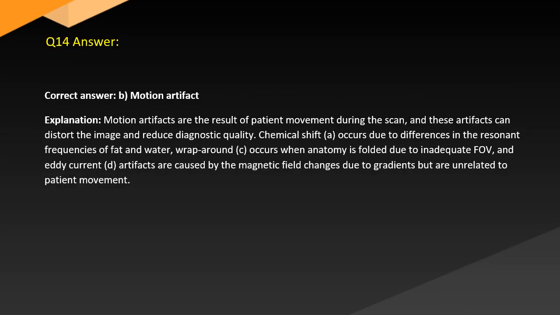Answer. Correct answer: B. Motion artifact. Explanation: Motion artifacts are the result of patient movement during the scan, and these artifacts can distort the image and reduce diagnostic quality. Chemical shift, A, occurs due to differences in the resonant frequencies of fat and water. Wraparound, C, occurs when anatomy is folded due to inadequate FOV, and eddy current, D, artifacts are caused by the magnetic field changes due to gradients and are unrelated to patient movement.